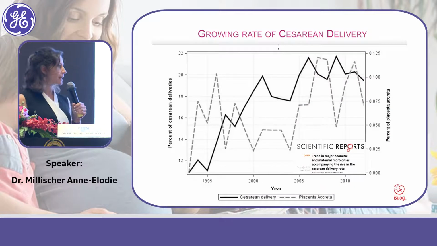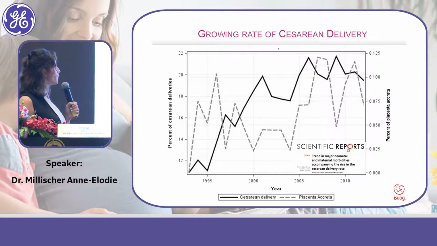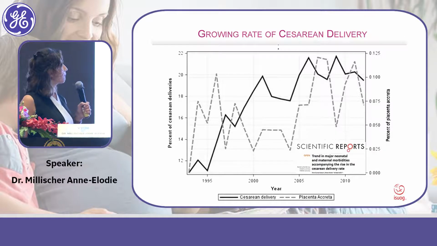We know that the placenta accreta, morbidly adherent placenta, increases due to the increase of cesarean delivery. Và chúng ta đã biết là cái tỷ lệ nhau cài răng lược tăng lên là do cái tỷ lệ mổ lấy thai cũng tăng lên trong những năm gần đây.